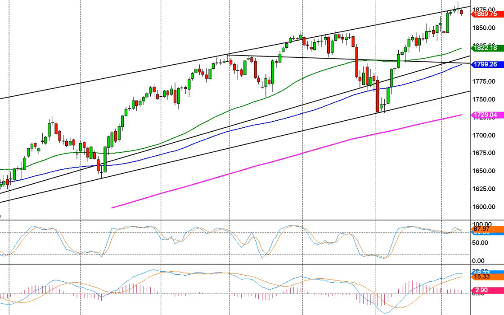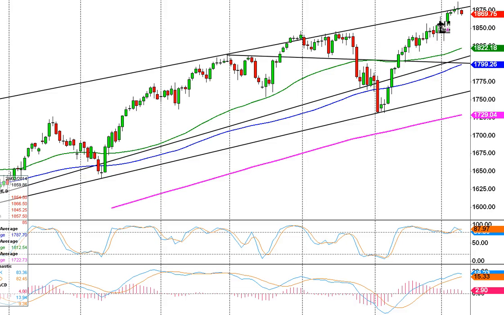Levels to look for. Well, 1868, 1867 is immediate support. We've got a high here on this day of 1866.5. What's that? That's 28th February. So that's actually February highs. So watch that 1867 area.